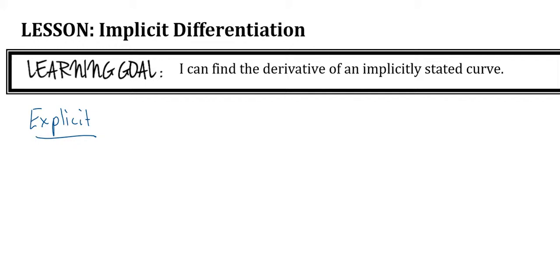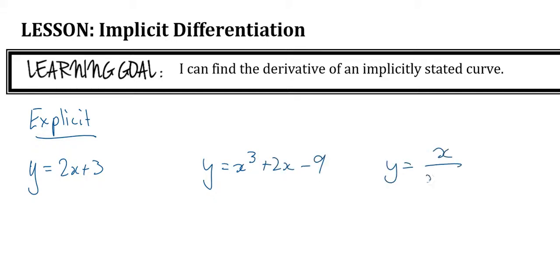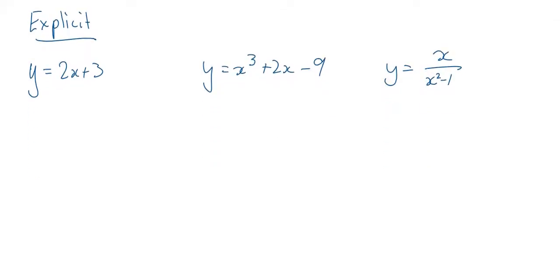You have already seen explicitly stated equations of curves and implicitly stated equations of curves. We just didn't call it that, but you've seen them before. We've only been differentiating explicitly stated equations of curves and lines so far. Explicit is something like this. There are three examples of explicitly stated curves.